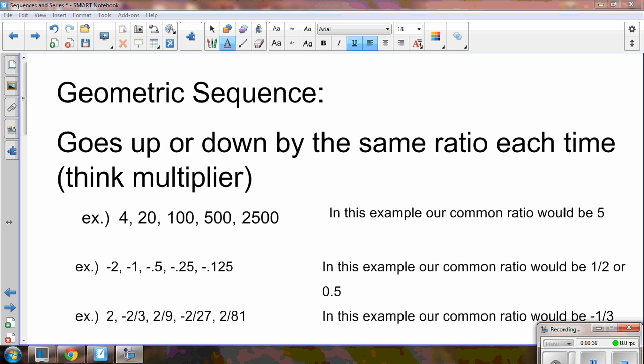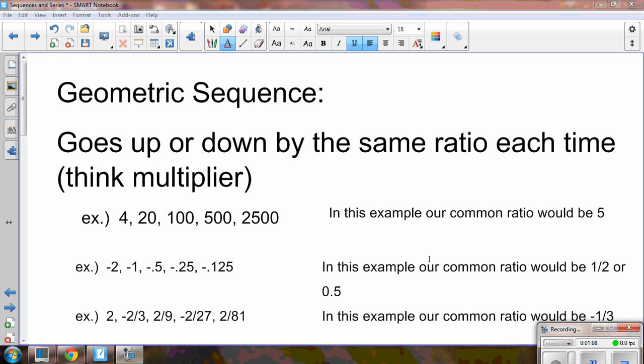If you look at example 2, it's negative 2, negative 1, negative 0.5, negative 0.25, negative 0.125. In each case, our common ratio is that we are multiplying by 1/2 or 0.5. We don't say what we're dividing by. We say what we're multiplying by to go from one to the next. Now, if this multiplier changes, this would not be considered a geometric sequence. It may be considered arithmetic from video number 1, or it may be considered neither one of these.